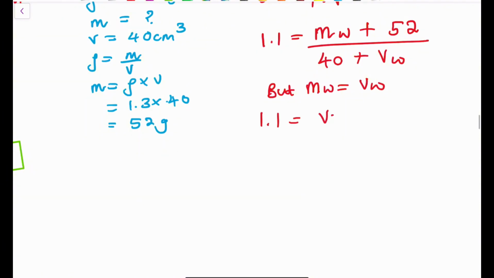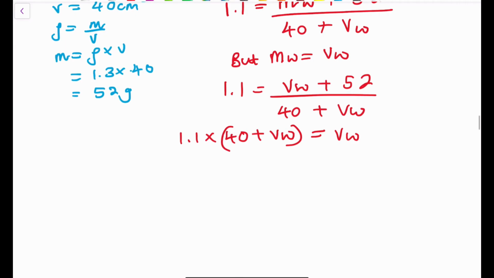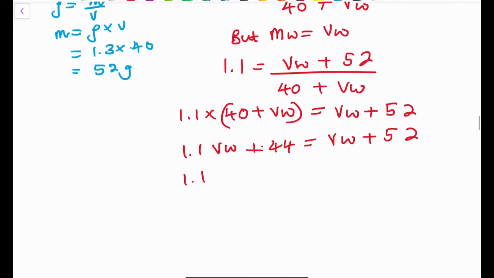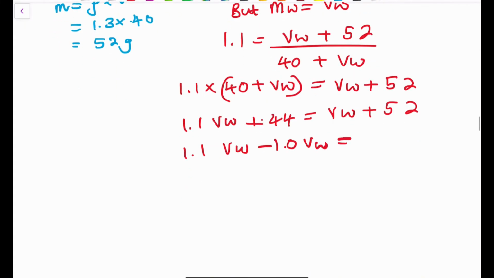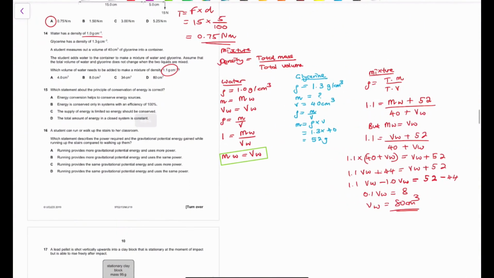So 1.1 is going to be VW plus 52 divided by 40 plus VW. So you're going to have 1.1 times 40 plus VW equivalent to VW plus 52. This is going to give you 1.1 VW plus 1.1 times 40, which is 44, equivalent to VW plus, again, 52. So 1.1 VW minus 1.0 VW is going to be equivalent to 52 minus 44. Then 0.1 VW is going to be equivalent to 8. So VW is going to be equivalent to 80 cubic centimeters, right? So the answer is going to be D.